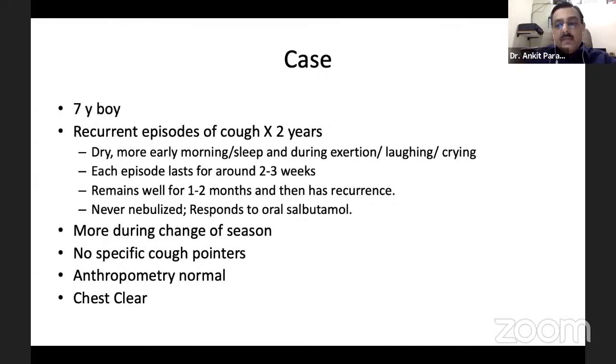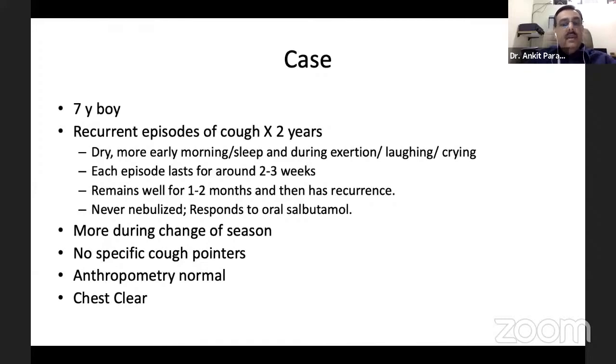So sometimes we get patients who are coming from a rural background, and it becomes difficult because the documentation is not as good, and sometimes they're not getting nebulized or inhaled drugs. There is some seasonal variation. There are no other cough pointers. No wheeze has been documented. And when you examine this child, again, the chest is clear. So it looks like this child is possibly having an asthma-like issue.